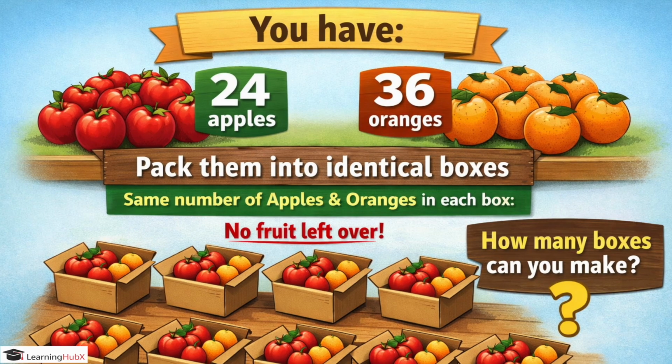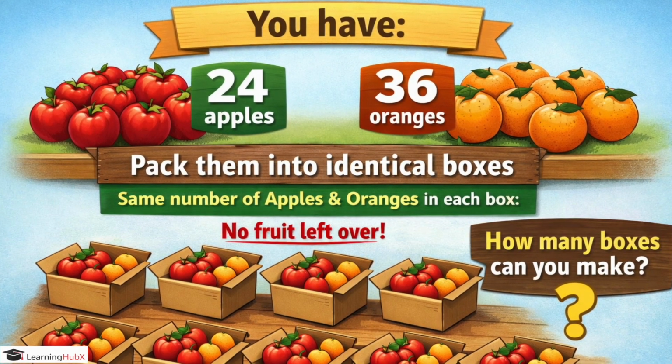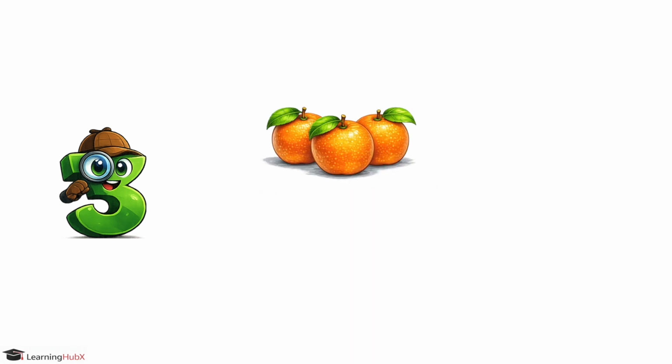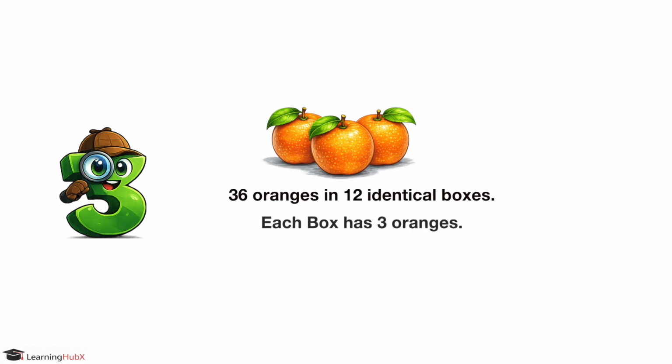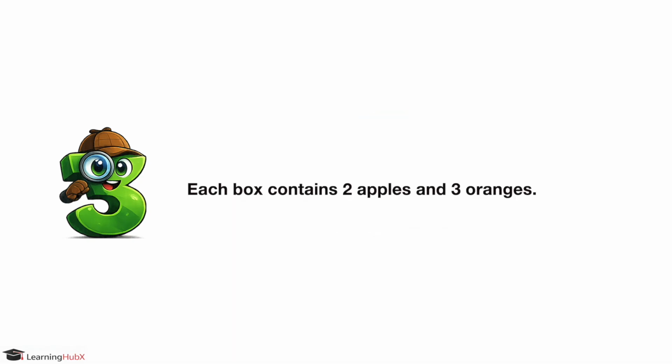Now, the key question, how many apples go into each box? How many oranges go into each box? If we have 24 apples and we are making 12 boxes, we divide 24 divided by 12 equals 2. So each box has 2 apples. Now for oranges, 36 oranges, 12 boxes. 36 divided by 12 equals 3. So each box has 3 oranges. So each box contains 2 apples, 3 oranges, no leftovers.